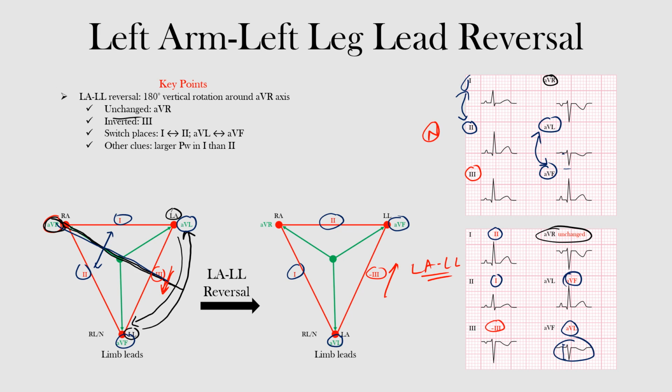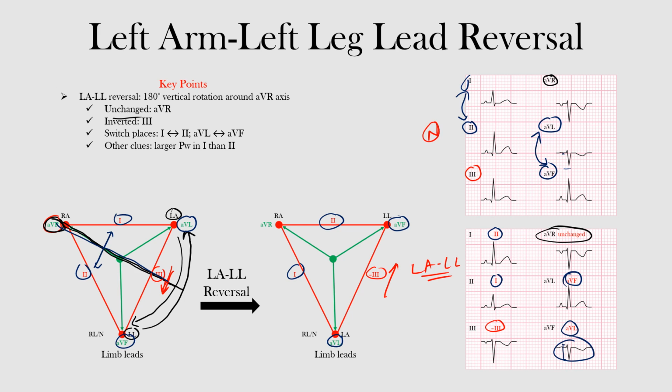So if you see an inverted lead 3, including the P waves and/or the QRS complexes, you should really consider this left arm, left leg lead reversal. Although it's important to be aware that physiologic left axis deviation can also cause negative QRS complexes in lead 3, so make sure you're aware of that.